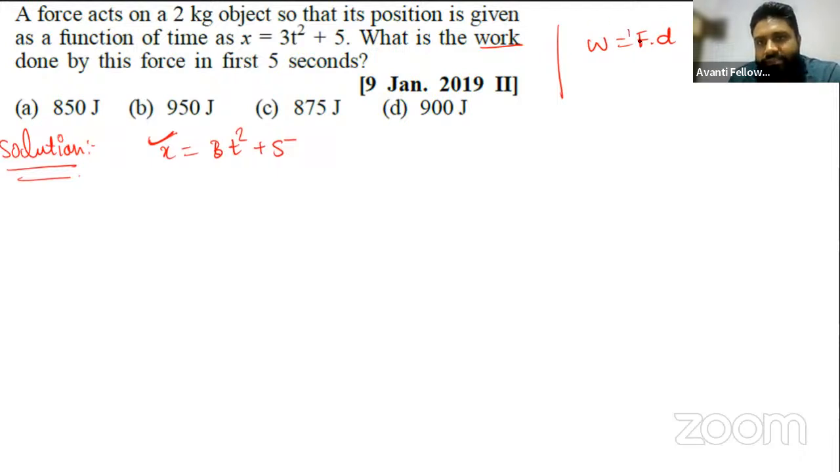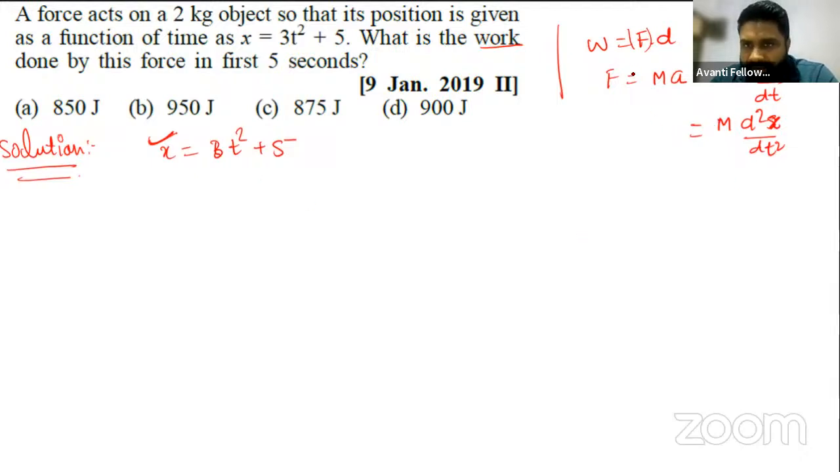Now the only thing that is missing is force. And what is force? Force is mass into acceleration. Mass is also given. Only the acceleration is missing. And acceleration is nothing but dv by dt. What is v? v is again ds by dt. So you can say that it is d2s by dt square. And here the s is given in terms of x, so you will say that it is d2x by dt square. So what you have to do is just differentiate this expression two times.